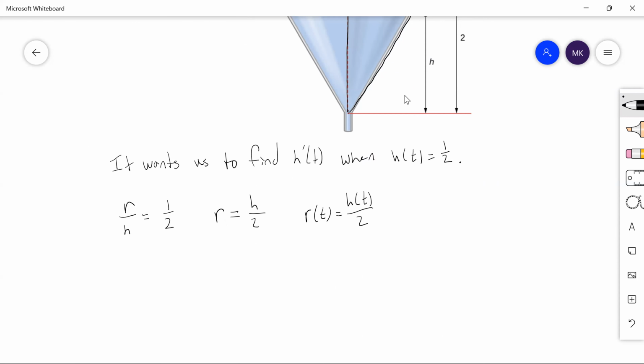We know the volume of a circular cone is V equals 1/3 pi r squared times h.